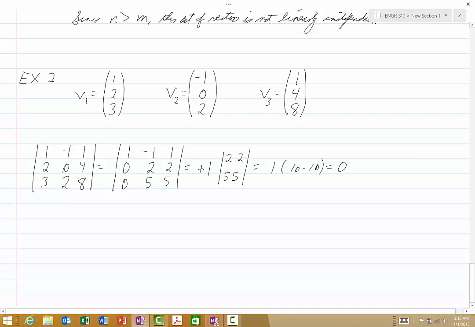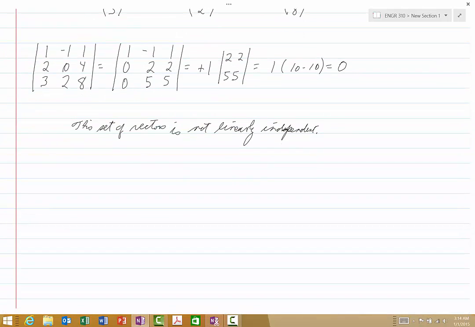So just that easily we come to the conclusion that this set of vectors is not linearly independent, because the determinant, if it had turned out to be anything else, any other value, then they would be linearly independent. But since it turned out to be 0, they are not linearly independent.